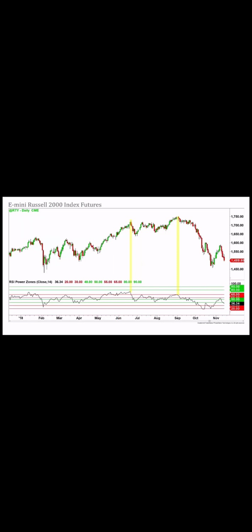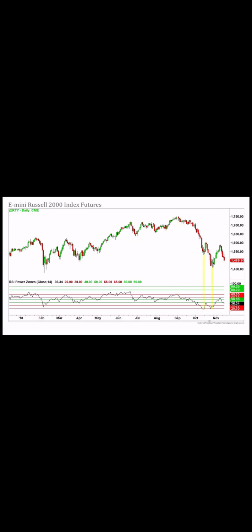Here is the move that unfolded. Off the point high at 1751.30 down to the points base low at 1457.40, this move, when translated to dollars, was $2,939 in size. Again, just based off the application of RSI power zones and the divergence signal.